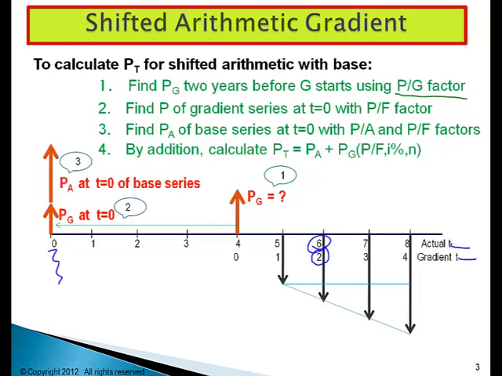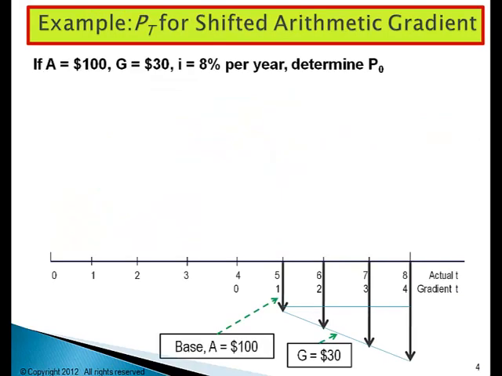Third, we'll work on the base series. We'll use the PF and the PA factors to find the present worth at time t equals 0 of the base series. And finally, we'll add those 2 values in time 0 to get the total present worth, P sub t. Here's a numerical example. The base is $100 per year in actual years 5 through 8. And there's a gradient, the amount of $30, and it begins in year 6 and goes through year 8. And you see the gradient years indicated here. We'll use the 4 steps to find the present worth in year 0.